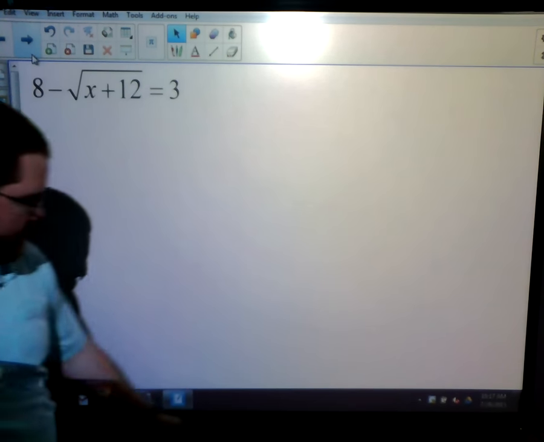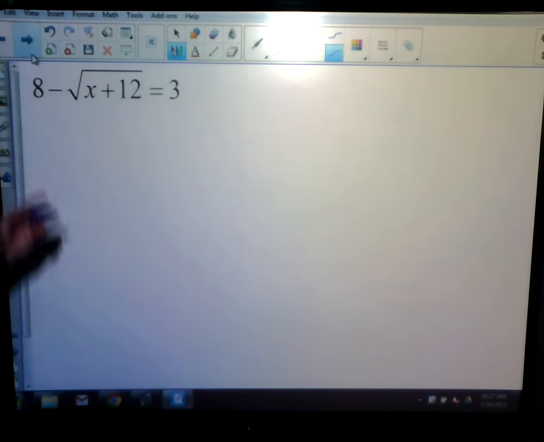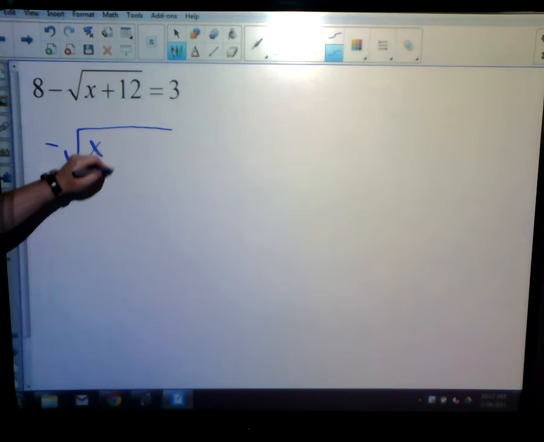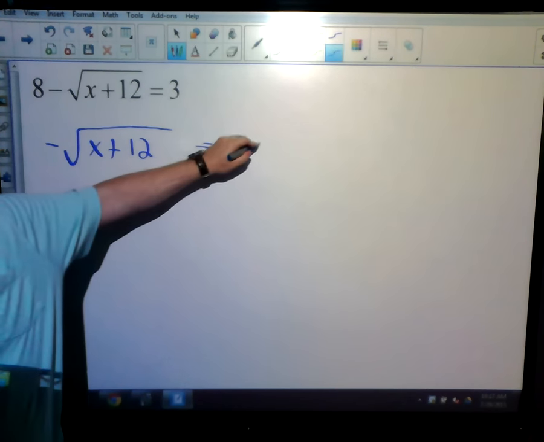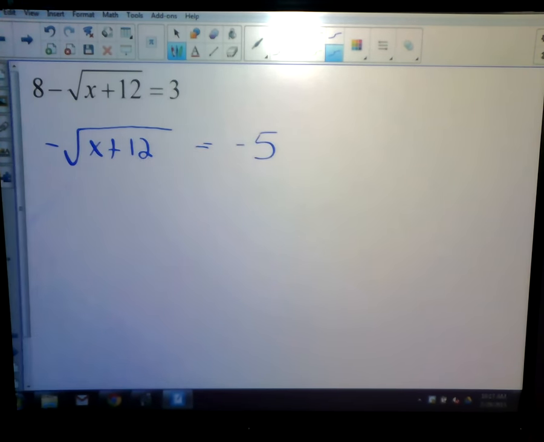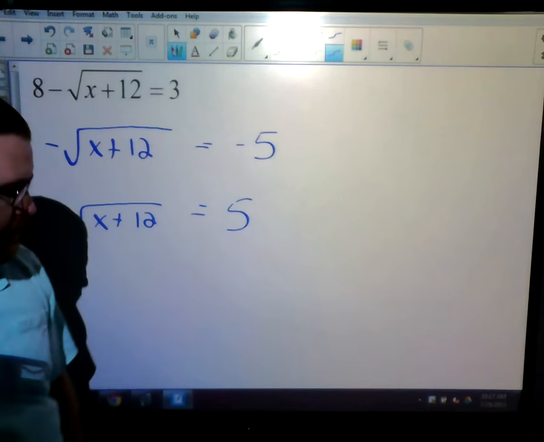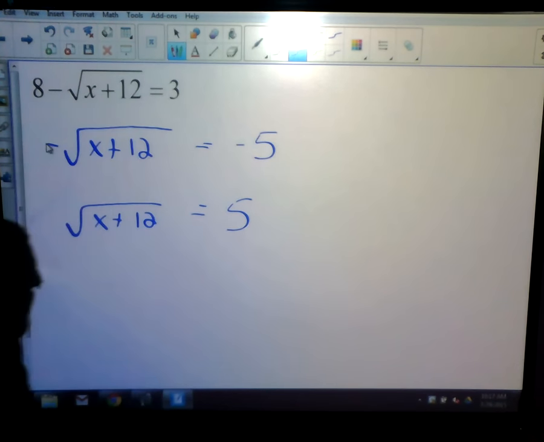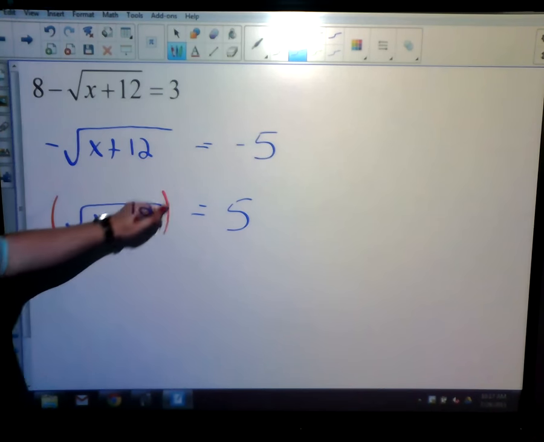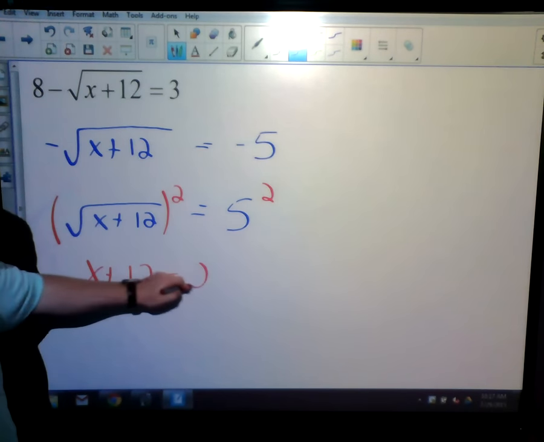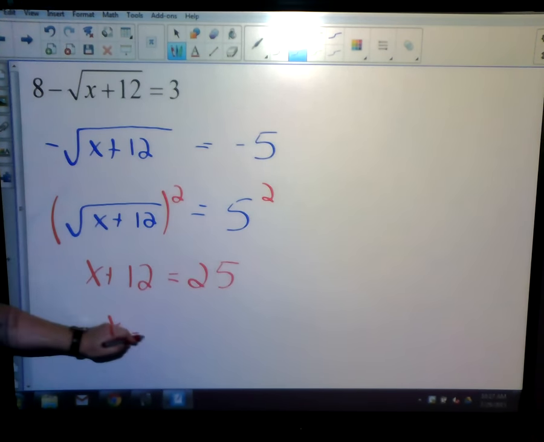Let's try this one. How do I get rid of the 8? I subtract it to the other side. I still have negative square root of x plus 12 equals negative 5. How do I get rid of the negative sign? I divide by negative 1. That makes square root of x plus 12 equal to positive 5. Now it's isolated. Cancel out your square root with a squared. x plus 12 equals 25. x equals 13.